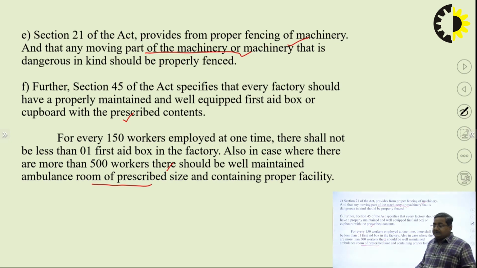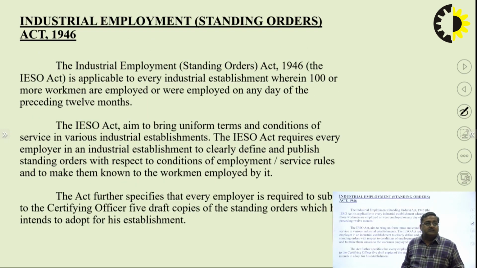So, we have just looked into the details and got a glimpse that the Factory Act mainly deals, at the first level, with the provision of hygienic conditions to the workers at the workplace.